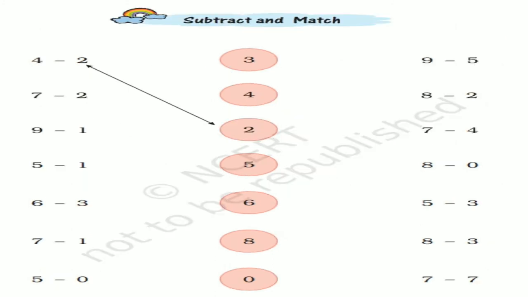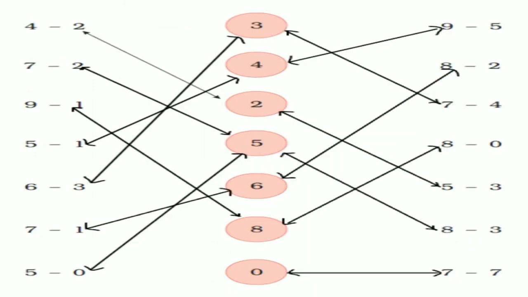Next, 7 minus 7. We are removing 7 from 7. So if we remove 7 from 7, what will be remaining? Nothing will be remaining. So 7 minus 7 is equal to 0.